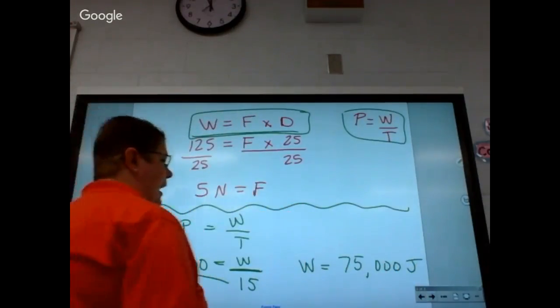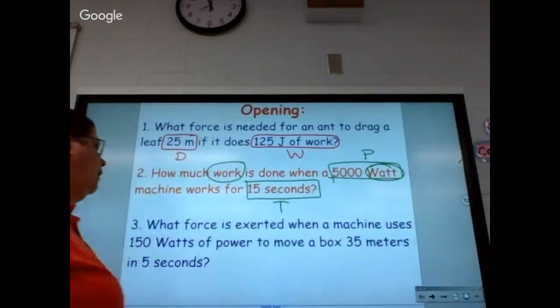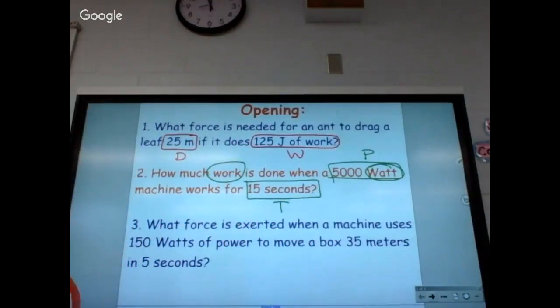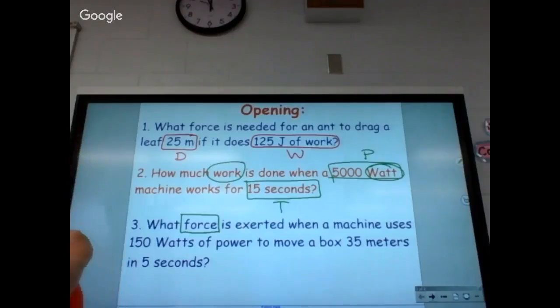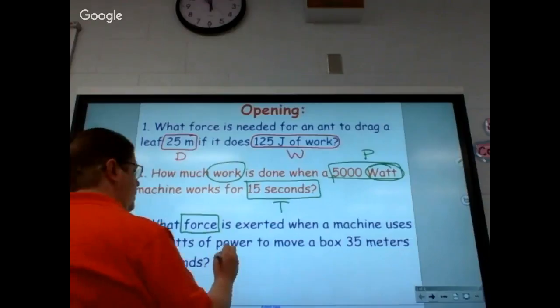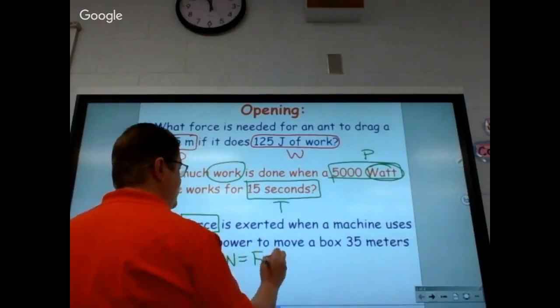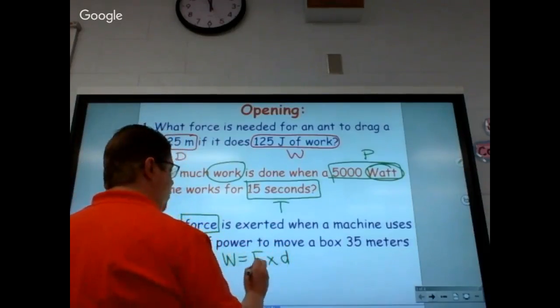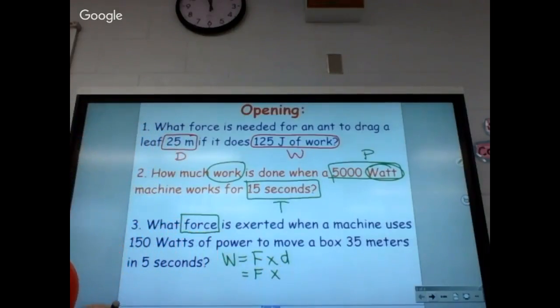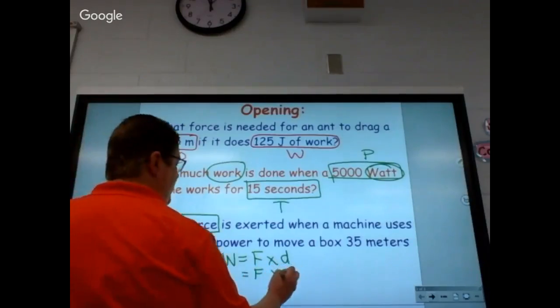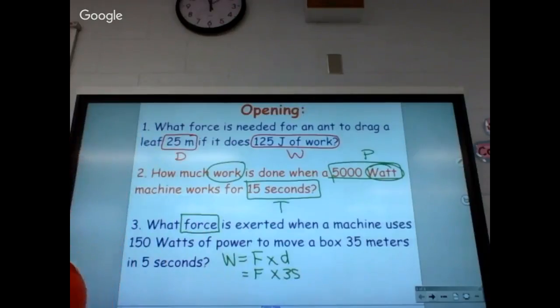All right? The last one is a little harder because this time I want you to find force. Okay? What formula has force in it? Work. Okay? Work equals force times distance. So I'm looking for force. So what's my work? Do I see a work in the question? What's my distance? Okay, so I have the distance, but I don't have my work to plug in, right?